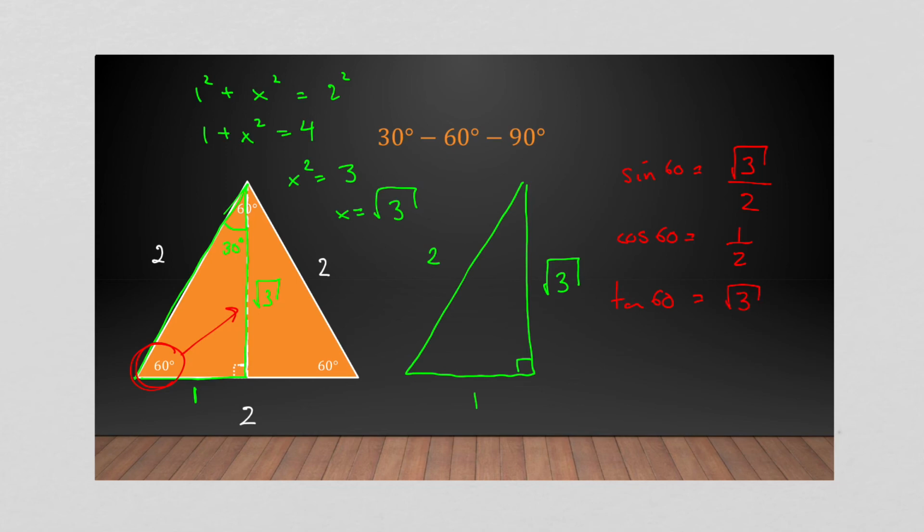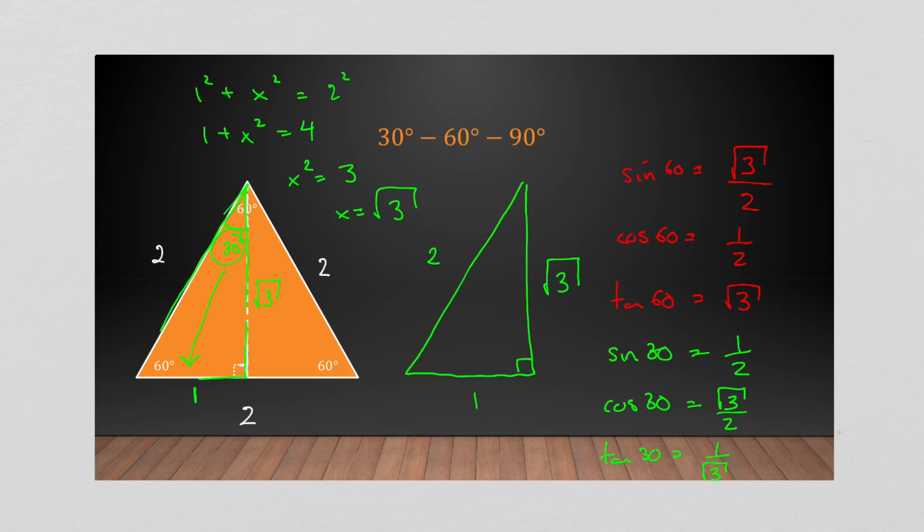If we're going to use the 30-degree angle, do it in green, then now our opposite becomes the 1. So sine of 30 is equal to 1 over 2. Cos of 30 is equal to root 3 over 2. And tan of 30 is now 1 over root 3.